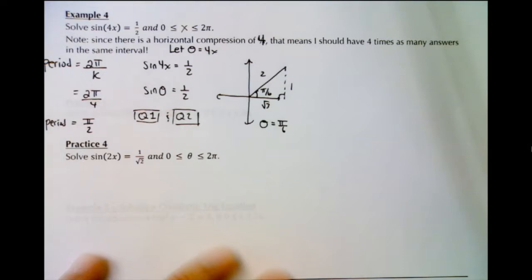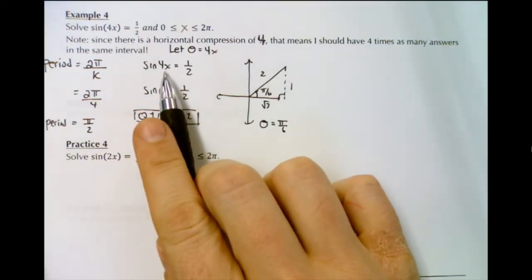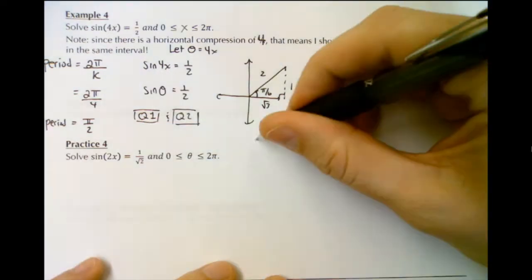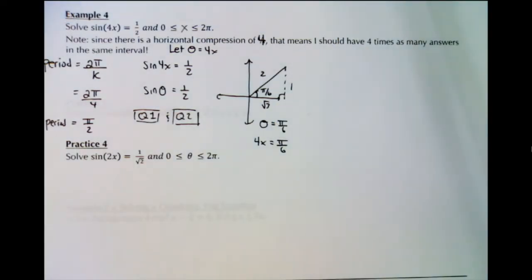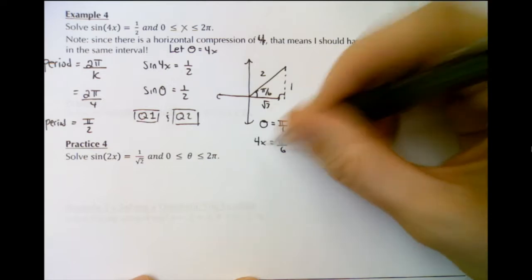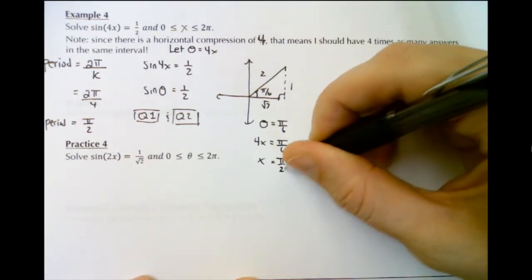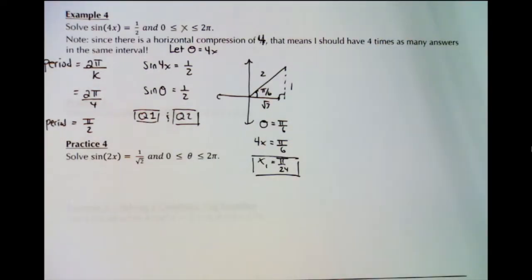But we're not solving for theta, we're solving for x. We said at the beginning, let's let theta equal 4x. Well, now we have 4x equals pi over 6. And if we isolate for x, that would be divide both sides by 4. We would get x equals pi over 24. And that's actually our first x answer, pi over 24.